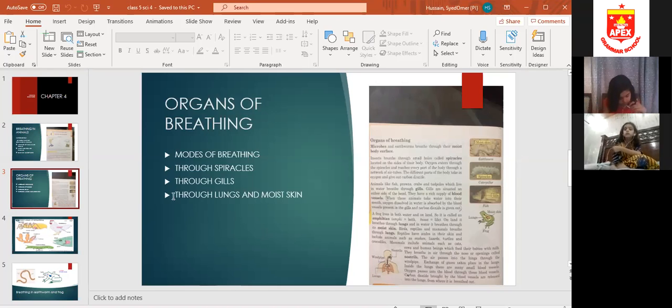Now I will also show you some pictures related to this and how animals breathe. There are different modes of breathing in animals. They breathe through spiracles, through gills, through lungs, and through moist skin. So now we will study different animals and their different ways of breathing.